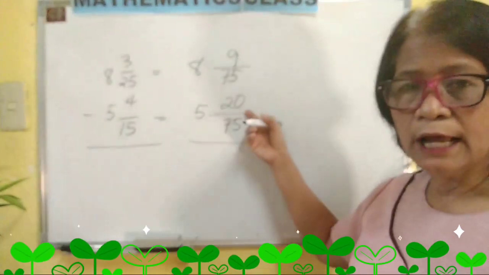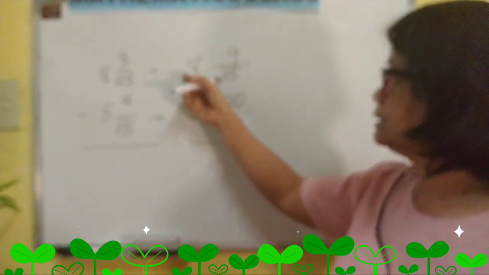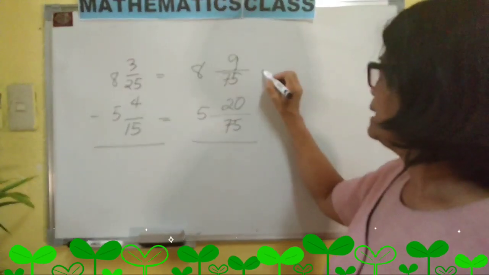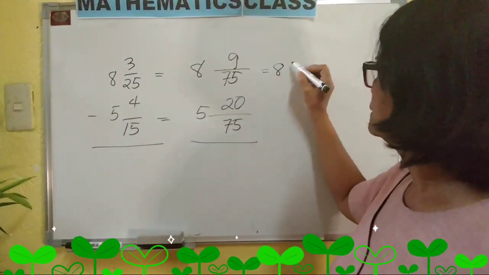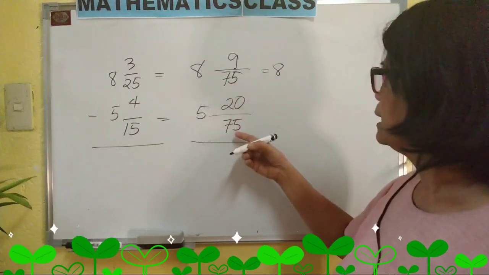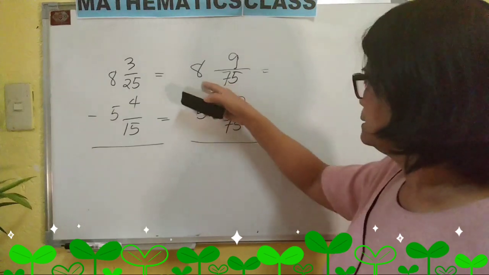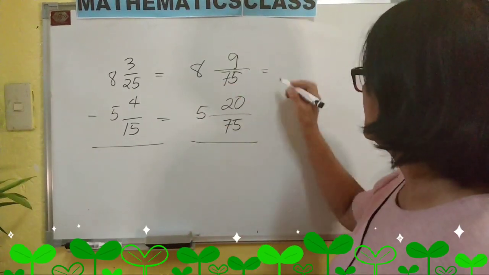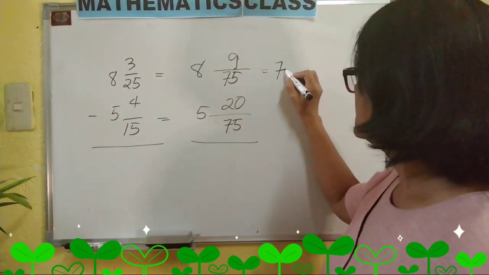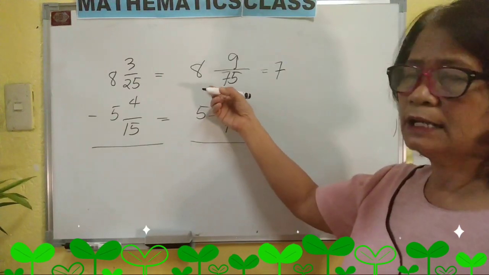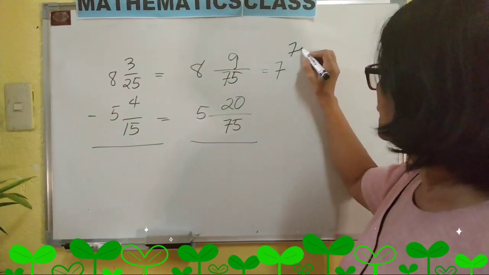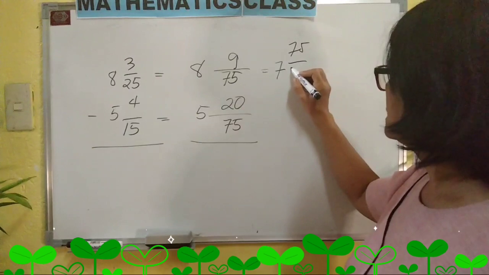So, ano ang susunod natin gagawin? Magre-rename ulit tayo ng 8. Ang 8 ay magiging 7 kasi nanghiram tayo ng isa, and the denominator is 75. At yung isang hiniram natin magiging 75 over 75.